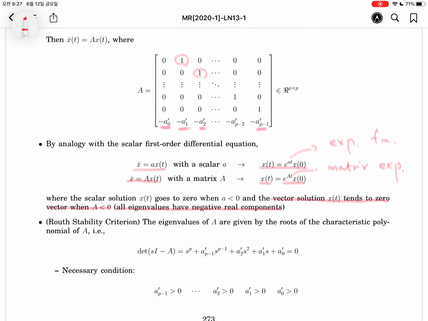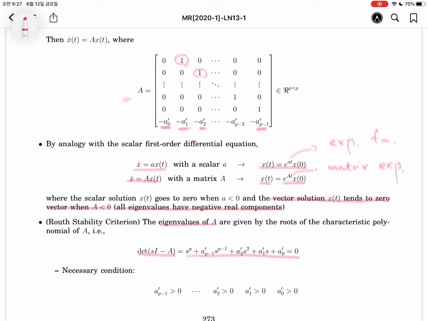And then we will check the stability again. The last stability criterion. The eigenvalues of A are given by the roots of the characteristic polynomial. The characteristic equation is obtained using the determinant of sI minus A. It's not difficult, and from the determinant of sI minus A, the result will be obtained like this.